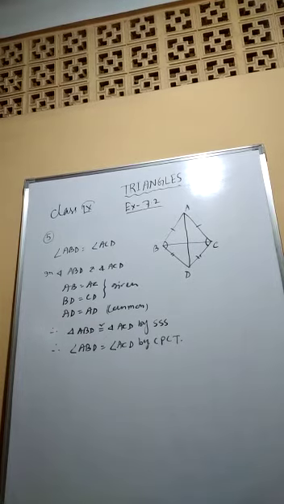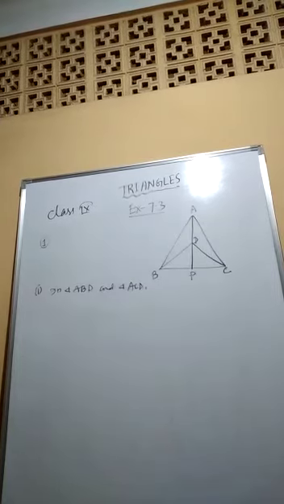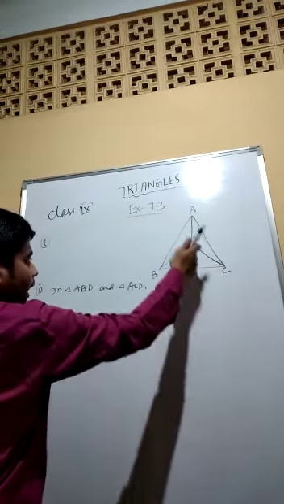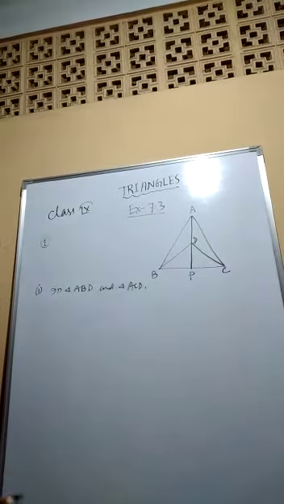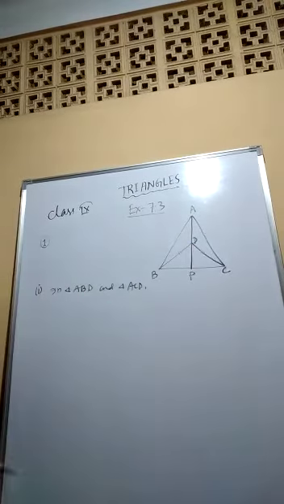Next I'm going to the next exercise, exercise number 7.3, a very interesting exercise. The main topic here is some more criteria for congruence of triangles. Ultimately we have to prove some triangles are congruent in this exercise also. In exercise 7.3, the number one problem, it is given that ABC and DBC are two isosceles triangles. That means this side equals this side and this side equals this side. It is given in the question.